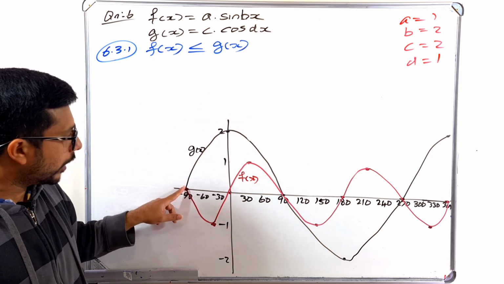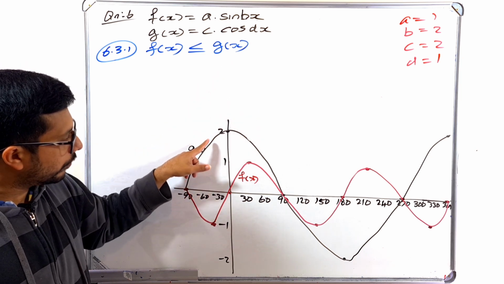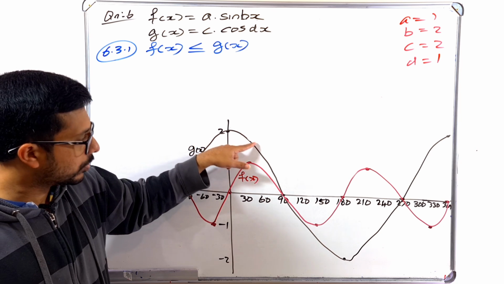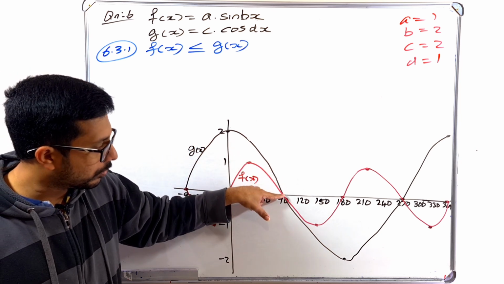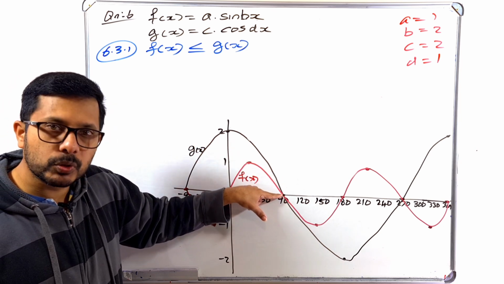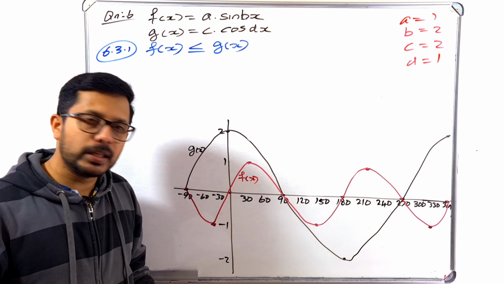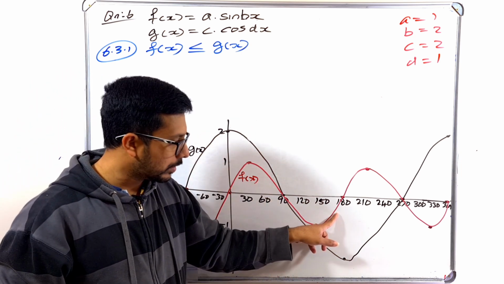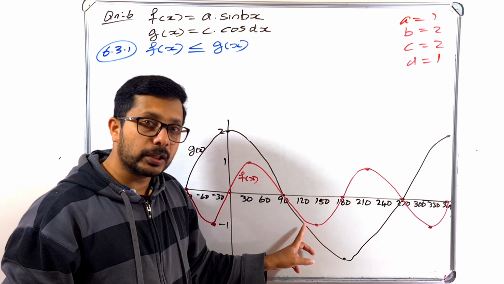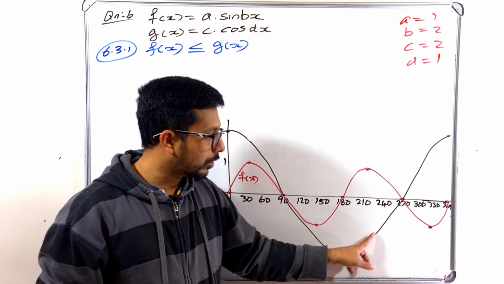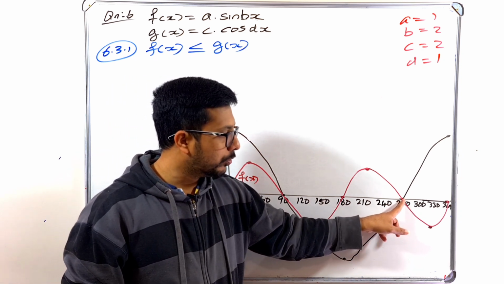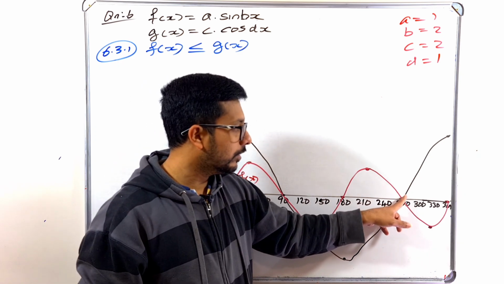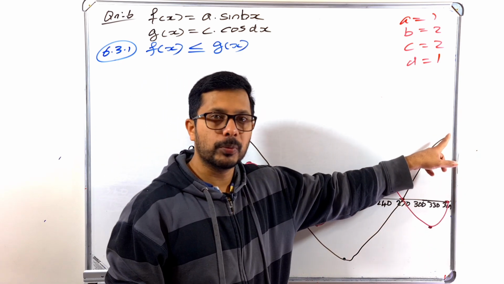So from minus 90 you can see that g of x is on top, up to this positive 90. Then after 90 what happened? g of x is at the bottom, and f of x is on top. We don't want that one. g of x is at the bottom up to 270. We don't want that. Then again g of x is on top. That is what we want.